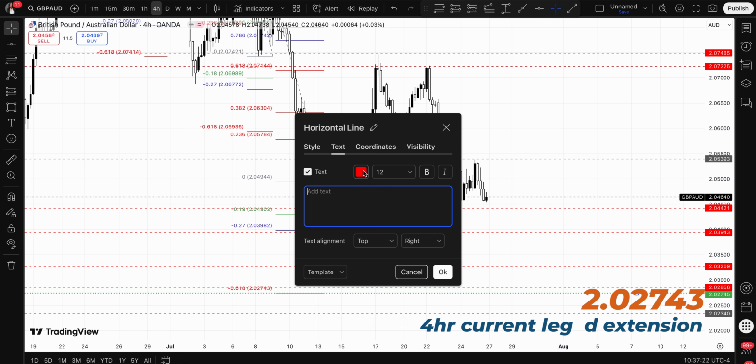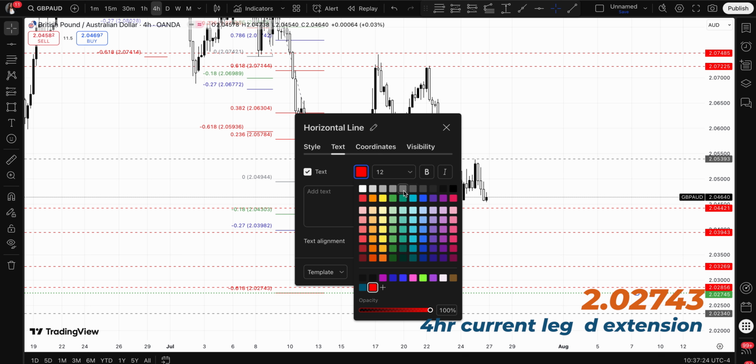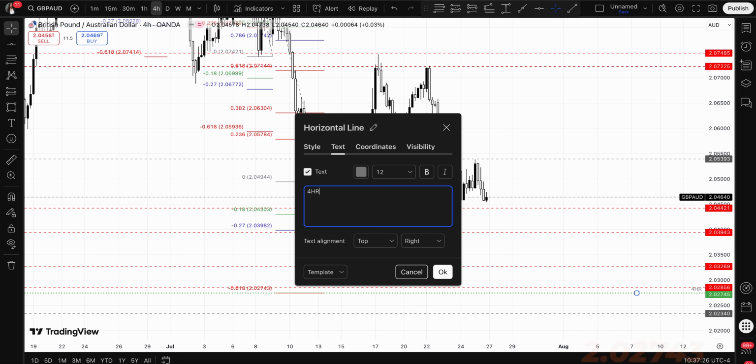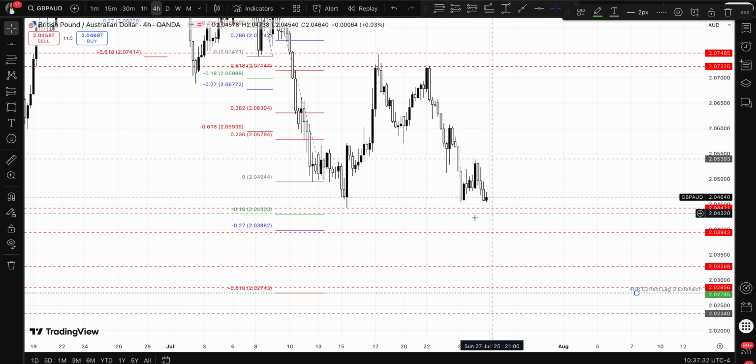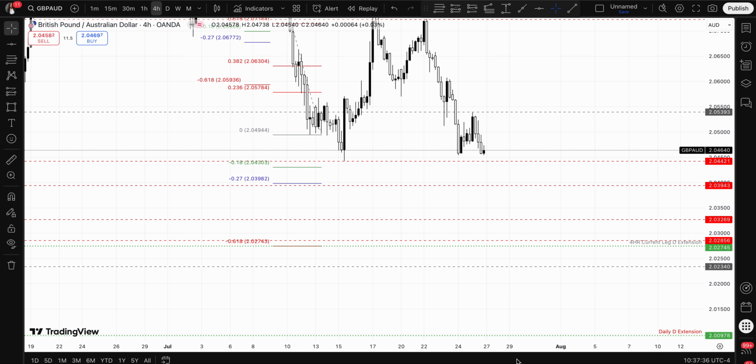So I'm gonna mark this off. I'm gonna call it my 4-hour current leg D extension. And we'll say, all right, so this is the North Star now. Now, if you want to swing and hold to the daily, that's fine with you. Like, you could do that. But this is our shorter term target.